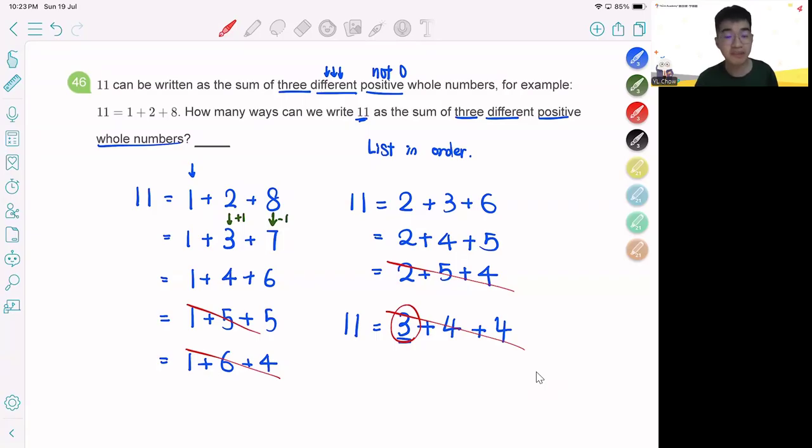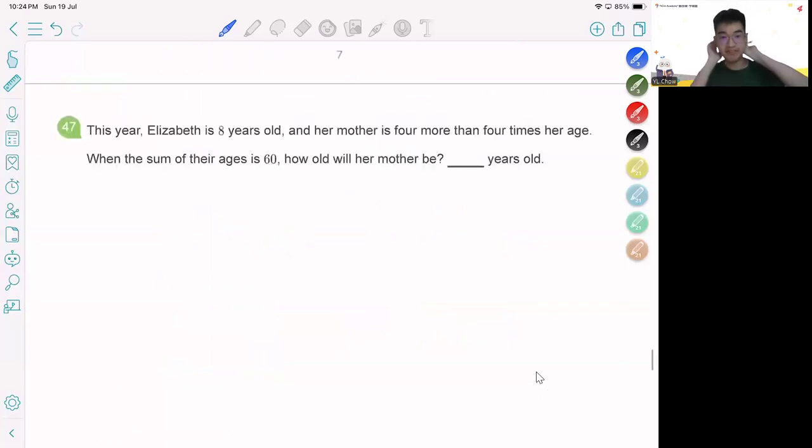All right. So with that, how many ways have we listed? 1, 2, 3, 4, 5. So in total, there are 5 ways. Okay. So it's just this listing method. Most importantly, list in order. Always check your question for all the conditions needed. Okay. Now with that, let's take a look at 47.